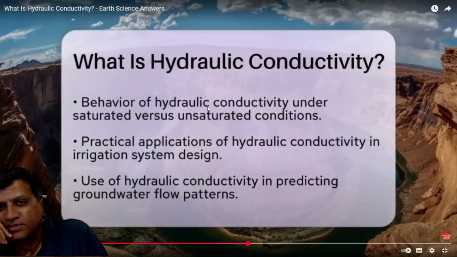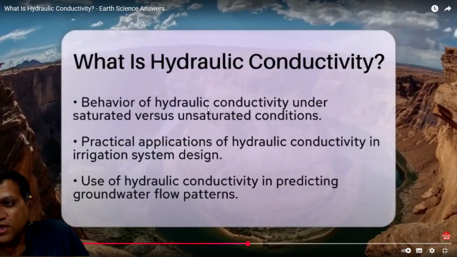A quick comment: sometimes it's not water. In that case, it's usually oil that they're looking at.